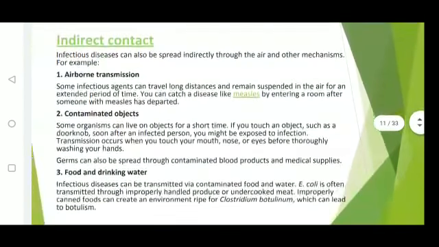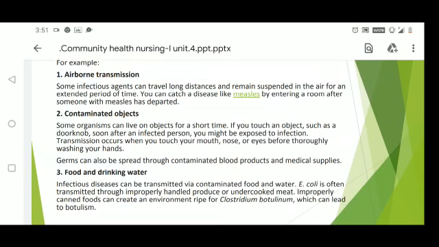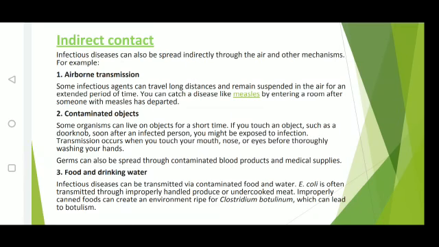Next type of mode of transmission is indirect contact transmission. That means indirectly, maybe through air or any other mechanism. For example, first one is airborne transmission. Some infections can travel long distances and remain suspended in the air for an extended period of time. So airborne transmission means the infection can spread through the air.